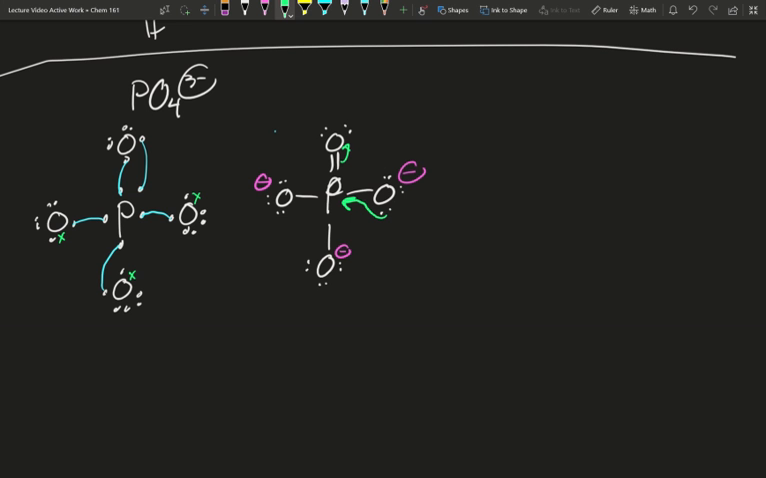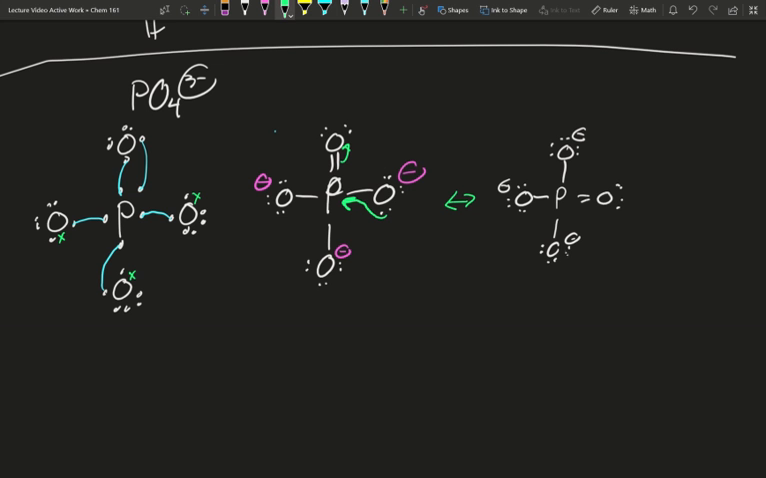Now, if we wanted to draw the resonance structures, I could swing this lone pair in, pushing that one out. The net effect is I have my phosphorus now with a double bond to the right and a single bond up. The others remain unchanged.